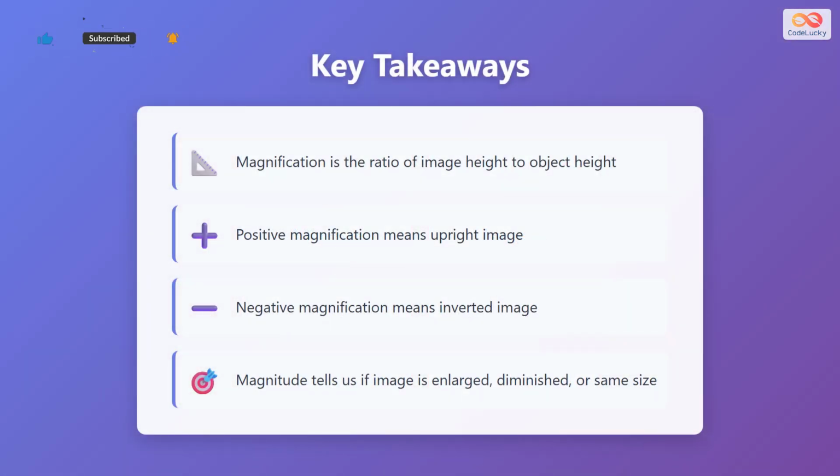Let's recap the key points from this lesson. First, magnification is the ratio of image height to object height. Second, positive magnification means the image is upright. Third, negative magnification means the image is inverted. And finally, the magnitude tells us if the image is enlarged, diminished, or the same size as the object. With these concepts, you can now analyze and predict the characteristics of images formed by mirrors and lenses.